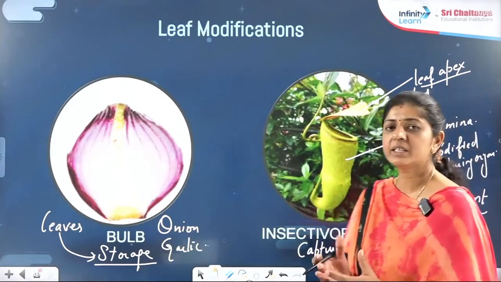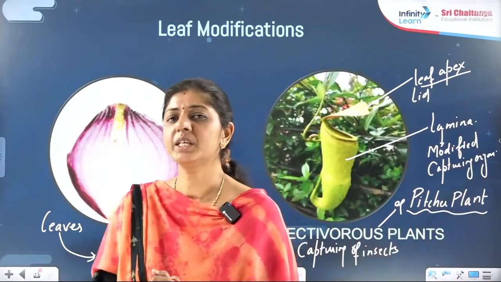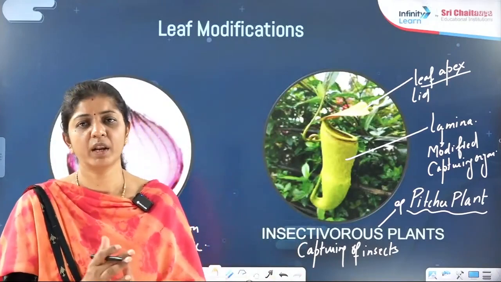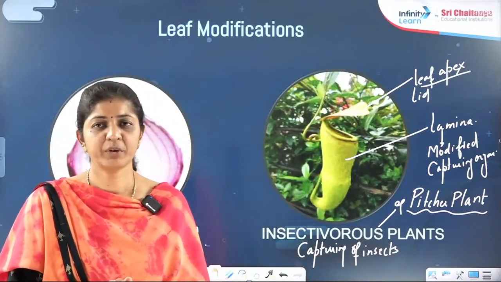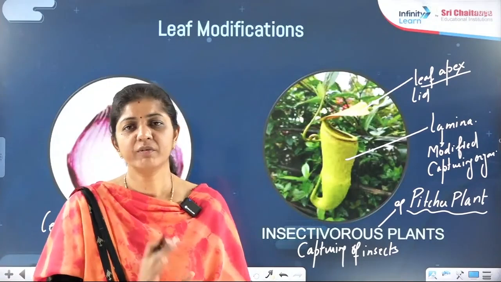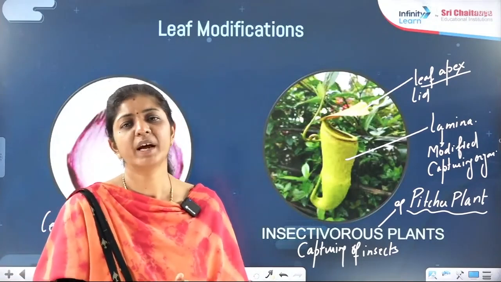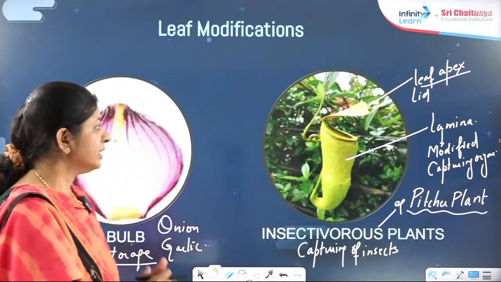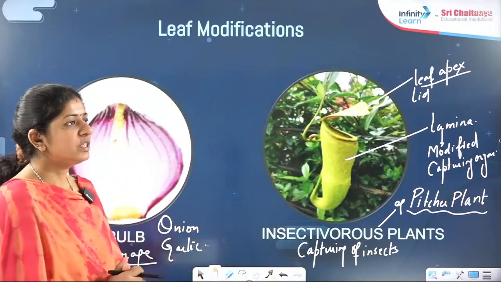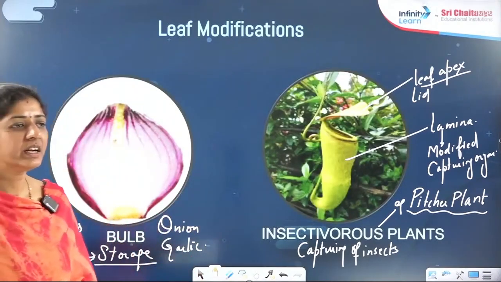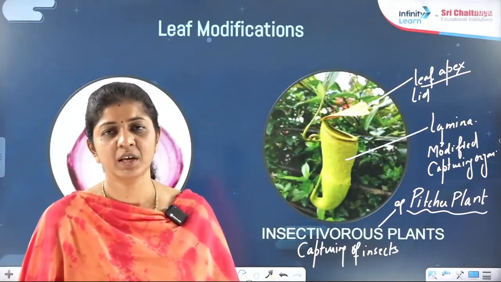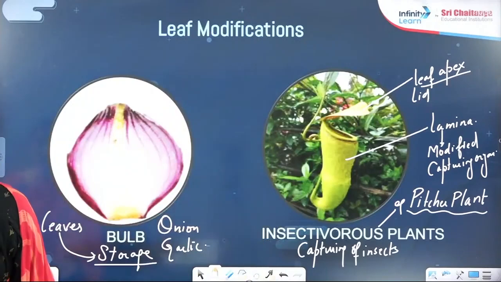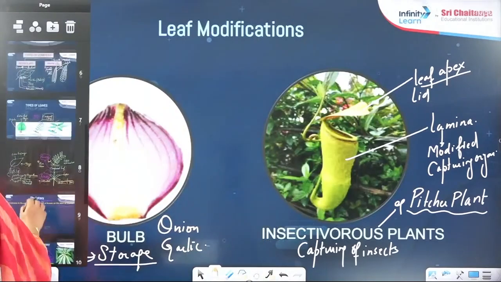So why are these insectivorous plants capturing insects? Because they are surviving in that type of soil where there is a deficiency of nitrogen, and that nitrogen deficiency is overcome by capturing these insects. That's why they are capturing the insects. So this was the last modification in context to the leaf we have discussed. In this way, we have completed our next vegetative organ, that we call the leaf, right?